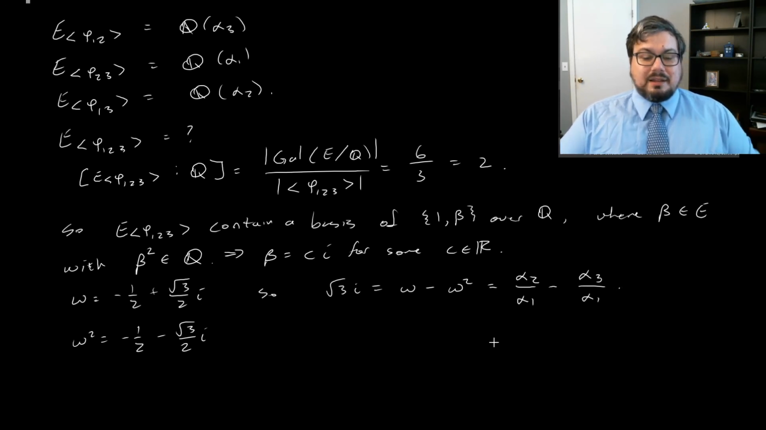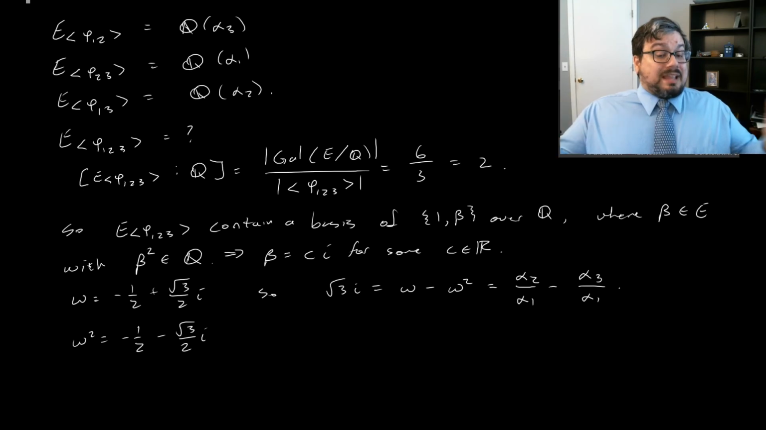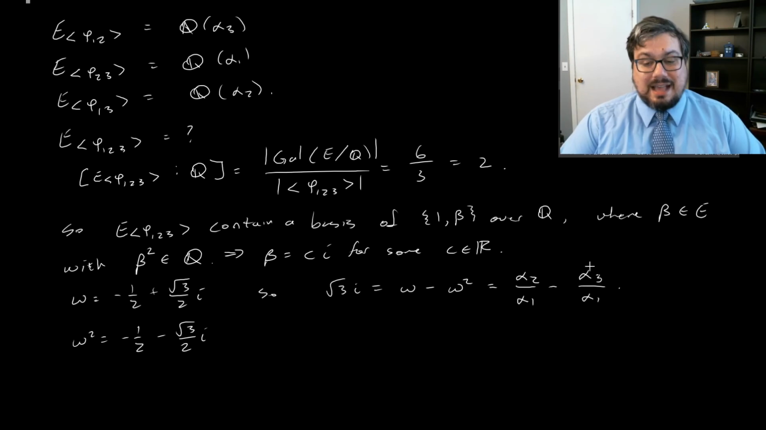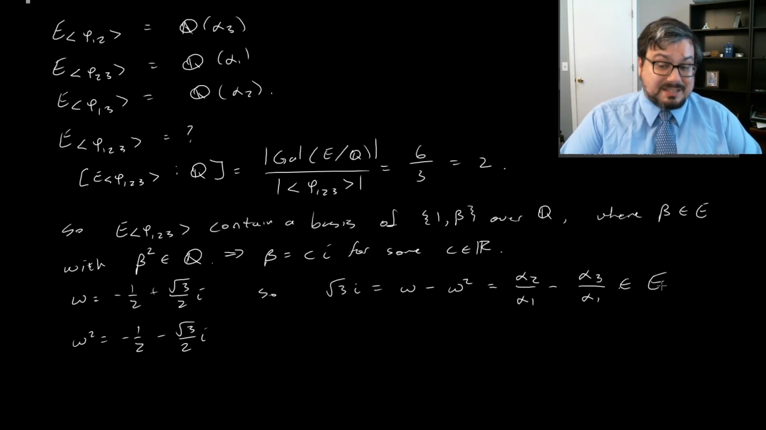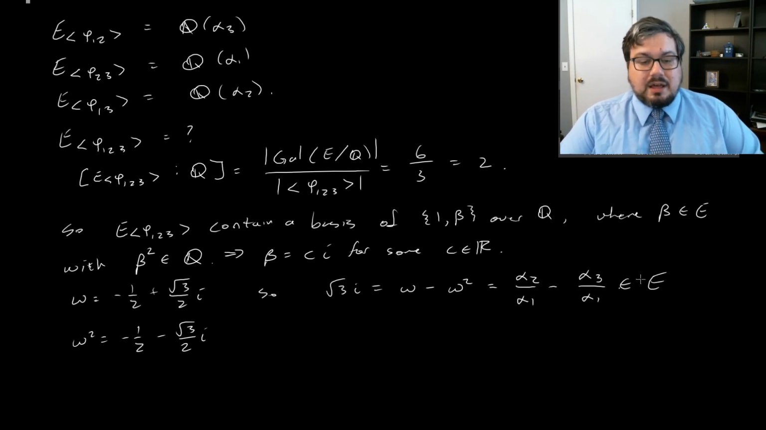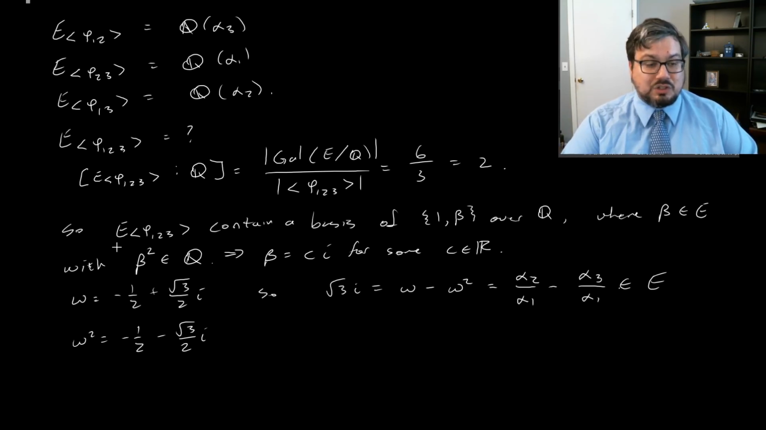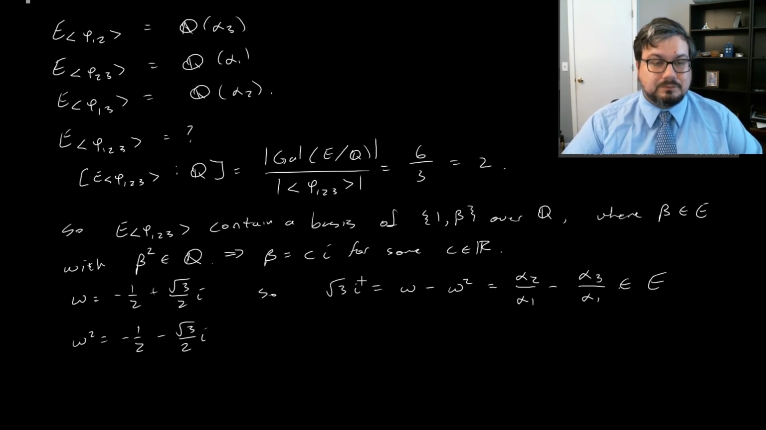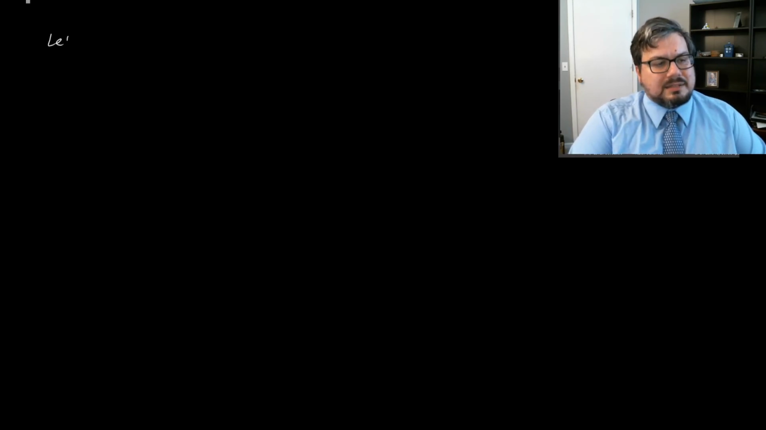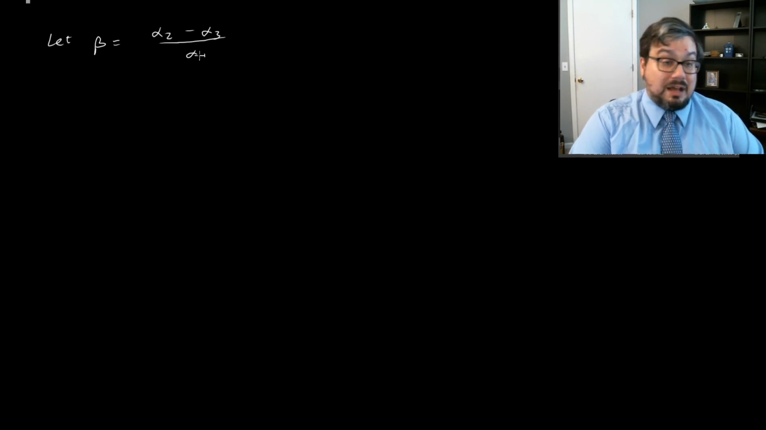So we can get an element which is purely imaginary as a rational combination of the alpha 1s, alpha 2s, alpha 3s. This definitely belongs to E. But in order for this to work for us, we need to show that this element belongs to the fixed field of phi 1,2,3. So let's let beta equal (alpha 2 minus alpha 3) over alpha 1.